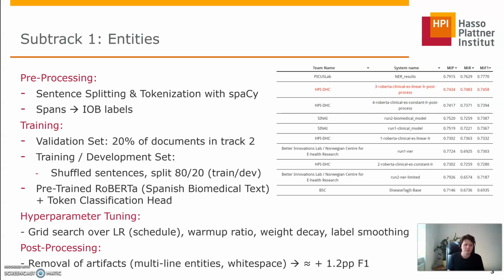And in the end, we applied some simple post-processing to remove some artifacts like multi-line entities, which did not occur in the training data, or trailing white space, which also affected the evaluation. This post-processing amounted to an increase of 1.2 percentage point in F1 score. And as you can see from all of our submitted runs, the best score was achieved by a combination of the Roberta model with the linear learning rate schedule and post-processing. A bit worse was a constant learning rate schedule. And then of course the versions without post-processing were consistently a bit worse. So yeah, that's our named entity recognition model.